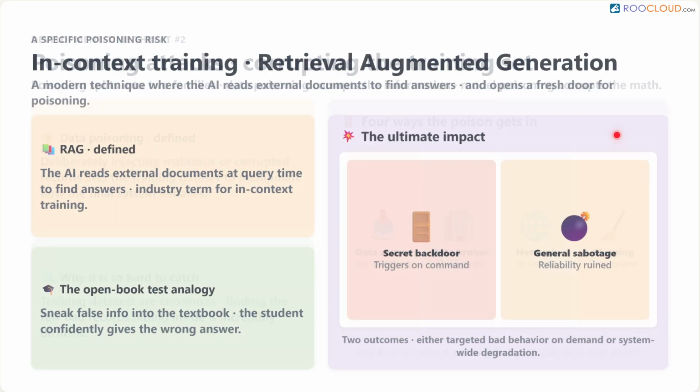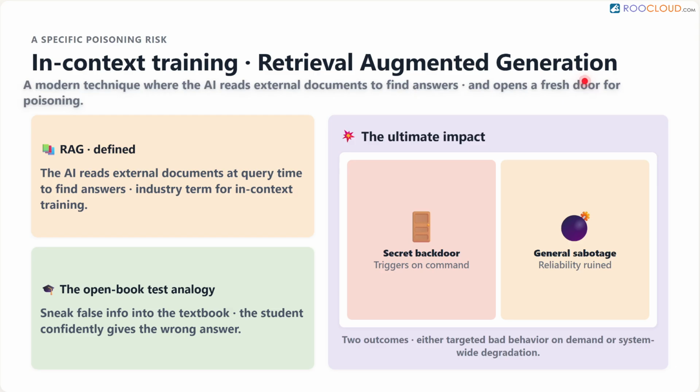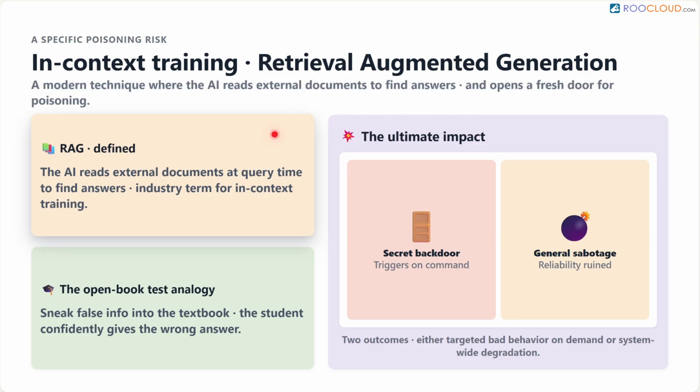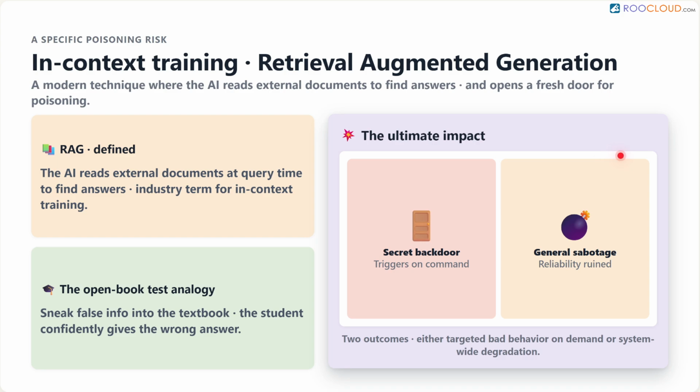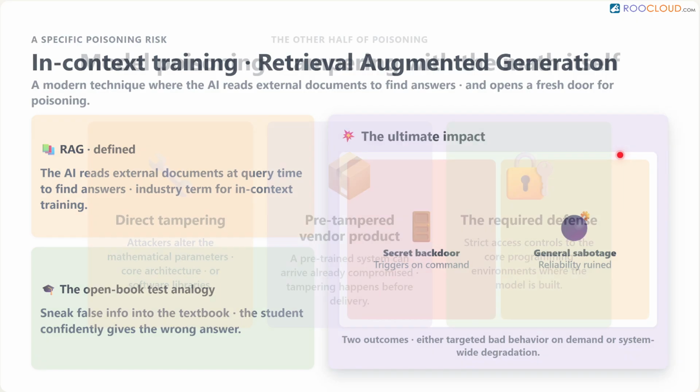the data cleaning phase. There is also a huge risk when using in-context training, which is a technique where the artificial intelligence reads external documents to find answers. In the industry, this is often called retrieval augmented generation. To understand this vulnerability, imagine giving a student an open book test. If an attacker sneaks false information into that specific textbook, the student will confidently give the wrong answer. The ultimate impact of data poisoning is either a secret backdoor that triggers bad behavior on command, or general sabotage that ruins the reliability of the entire system.